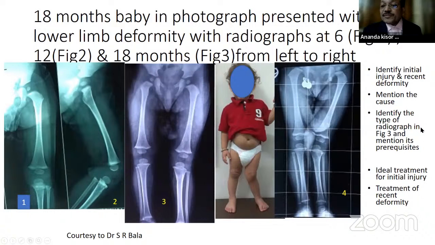Now identify the type of the radiograph in figure 3. So the type of the radiograph, basically it is figure 4. This radiograph is basically an orthoroentgenogram. This is figure 3 and figure 4 is basically an orthoroentgenogram. So mention the prerequisites. What are the prerequisites of the orthoroentgenogram? It is asked in this question.